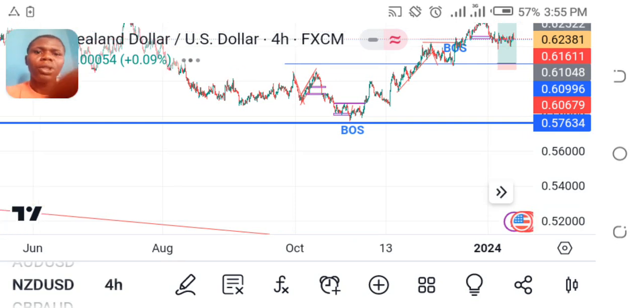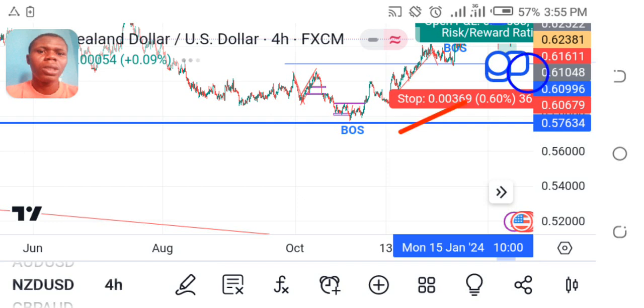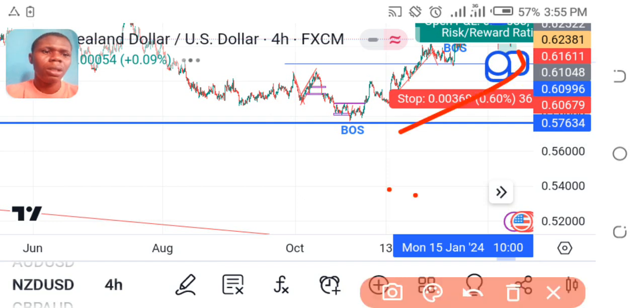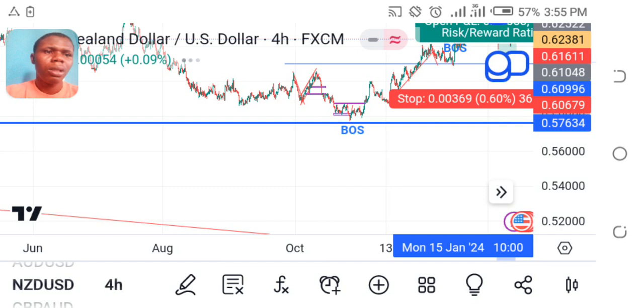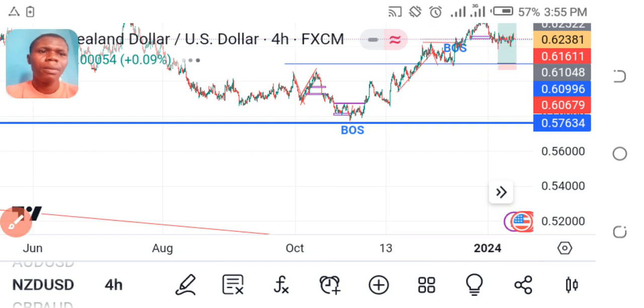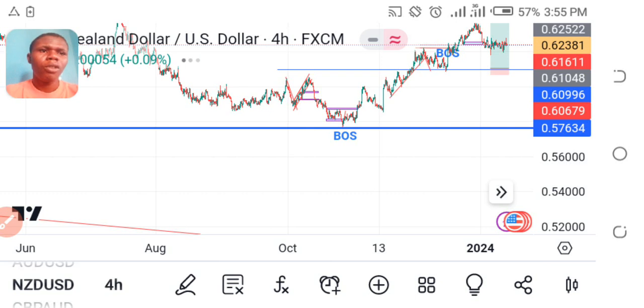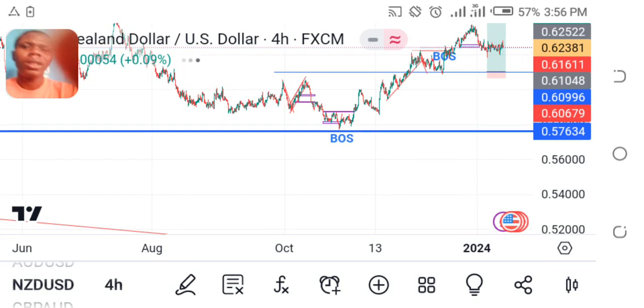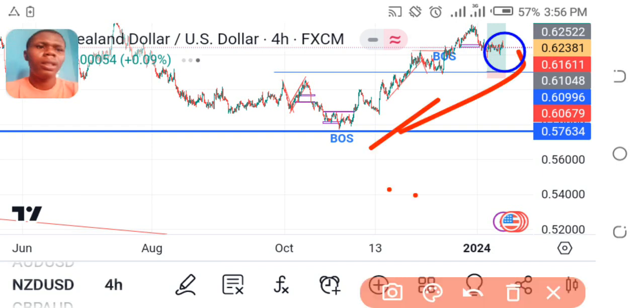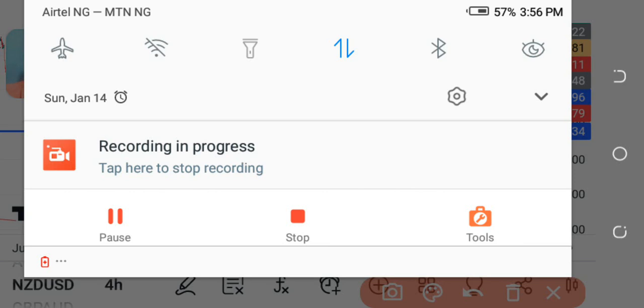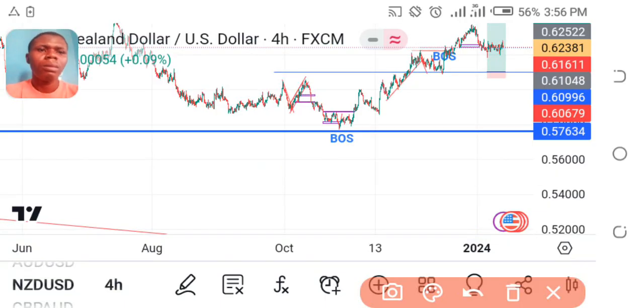Because if we draw our trend line here, I think I'll just close this and move back to the 4 hours time frame. See where we are. This market shows bullish. It shows that we are going up, but in the monthly, the market shows bearish.